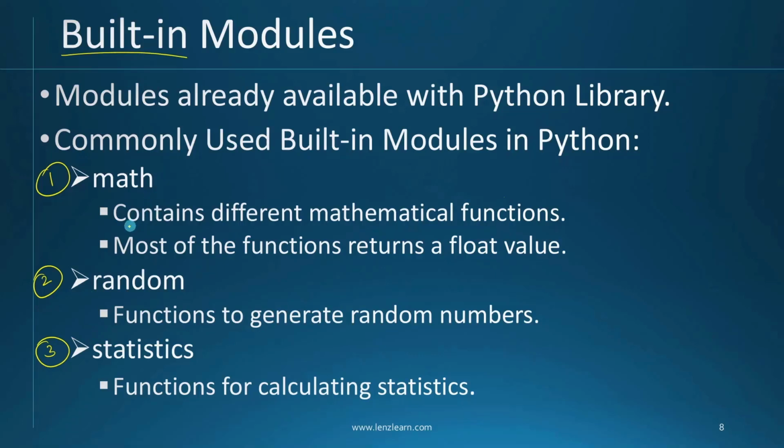Inside the math module, it contains different mathematical functions, and most of the functions return a float value. So you will get the answer with higher precision with decimal numbers. Now we have another built-in module called random. This is used to generate a random number between any numbers that you specify. So if I specify 1 and 20, it can give me random numbers between 1 and 20. The first time I run it, it may return 7. Next time it may return 13. Next time it may return 2. So I will get random numbers within this range.